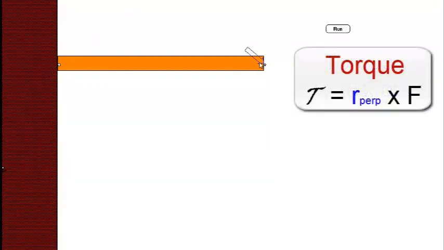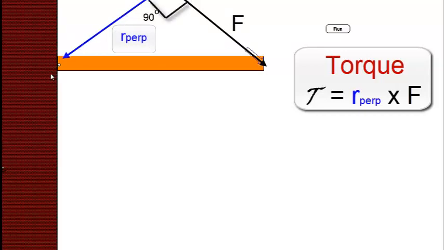All you would have to do is extend a line through that force indicating its original direction, and then find a line that's perpendicular to that line back to the pivot point. This distance right in here would be my perpendicular distance, and if I multiply that by my original force, I would also get a torque.